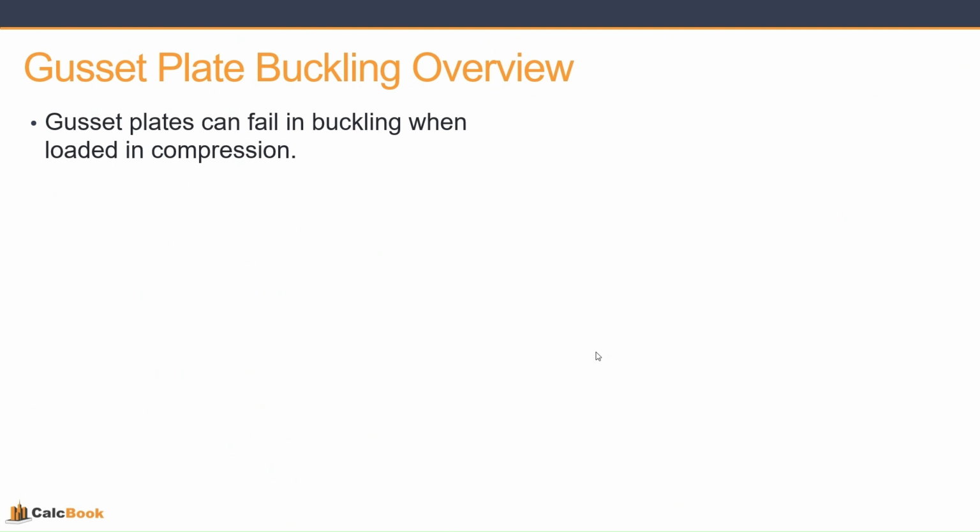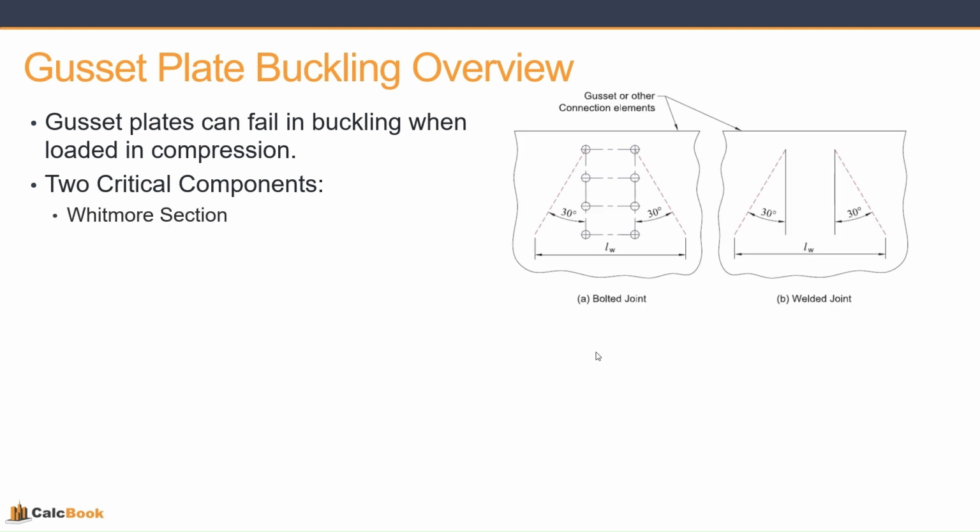So a quick recap here, gusset plates can fail in buckling when loaded in compression. And there's two critical components when we're looking at buckling of a gusset plate. The first is the Whitmore section. In a gusset plate, you can have a pretty large width at the end of your brace, welded connection or bolted connection. And so we don't take that full width when we're looking at compression.